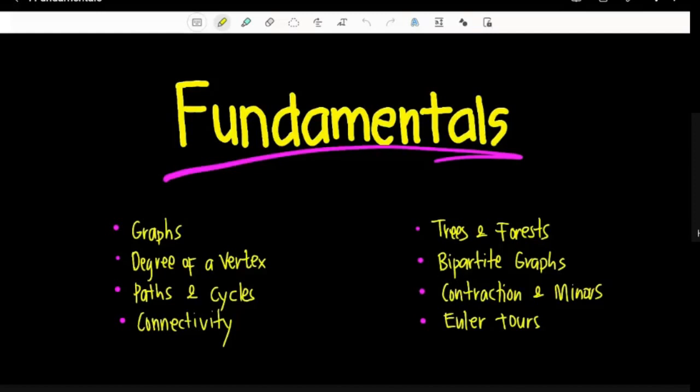Now that we're done with introduction, let us start with the fundamentals. For this lesson, we're going to discuss fundamentals of graph, degree of a vertex, path and cycles, connectivity, trees and forest, bipartite graphs, construction and mirrors, Euler tours. So we'll just discuss the fundamentals first. Kumbaga, yung mga basic concept about this graph theoretic object before we dive into each of them. Yeah. So we start with the fundamentals of graph.